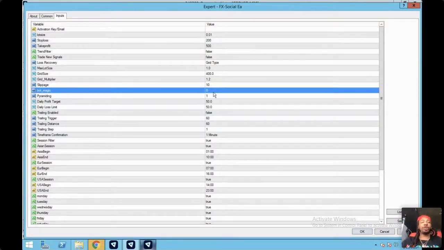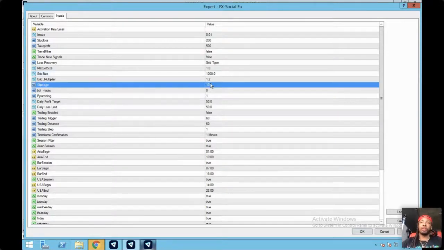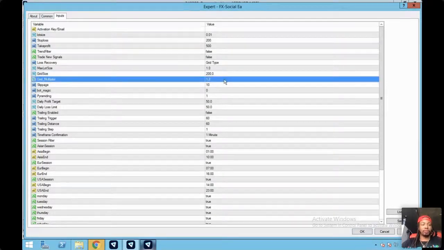So the higher your grid size, the more safe it is. Some people might never want to recover, but when it has to, you want it to. So you might do like 1,000. So every 100 pips, you say, you know what, take a recovery. So you can play around with those, demo that. I like 200 because you can make money out of the recovery. But if you want to be safe, you can do like 400 to 1,000. I like 200. Like I told you, the grid size multiplier 1.2.